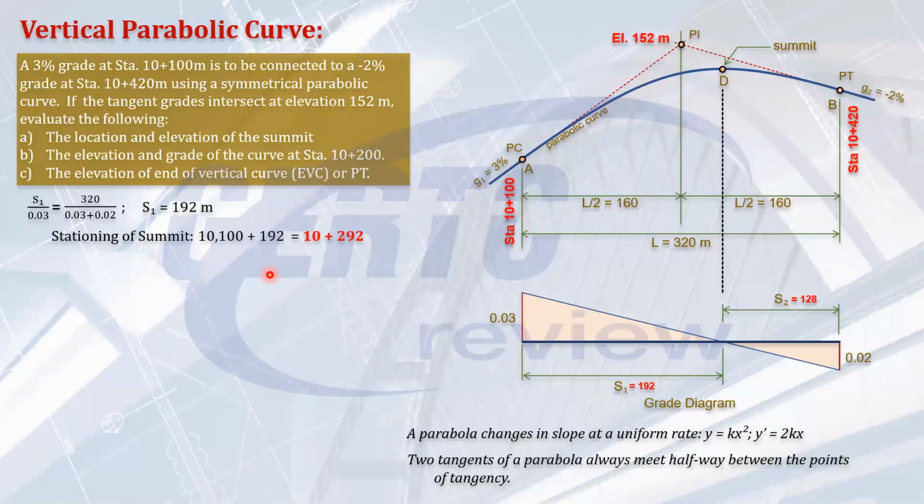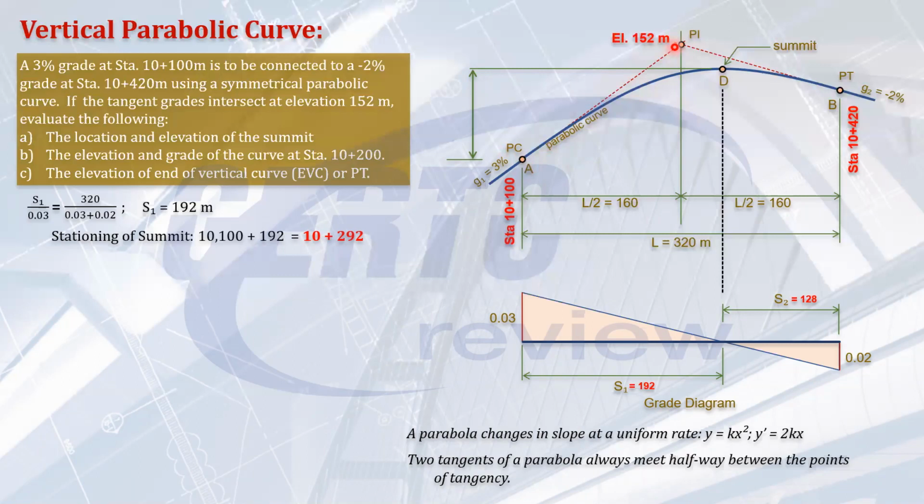Next, the elevation of the summit. To get the elevation of the summit, we need to know this height, because it will be the elevation of PC plus this vertical distance. That's how we will do it. But we don't have the elevation of the PC yet. What is known here, although this is very unusual, is the elevation of the PI. Normally, we have the elevation of the PC, but this is just an illustration. So suppose the PI is the one known.